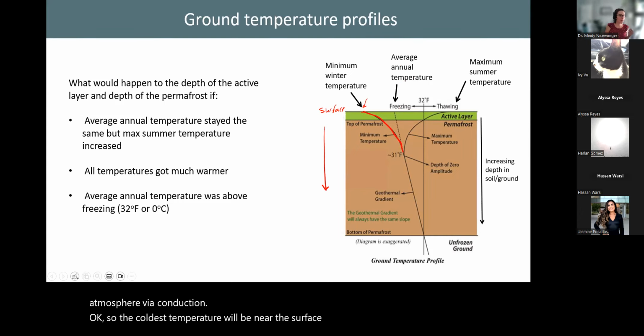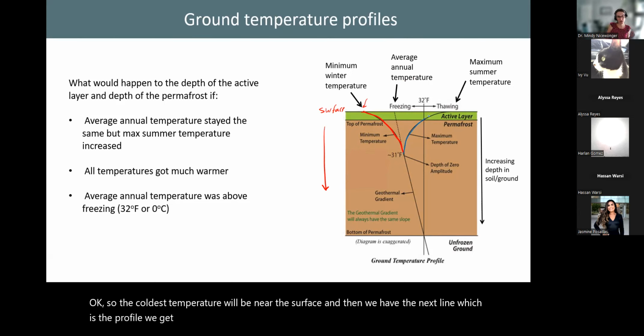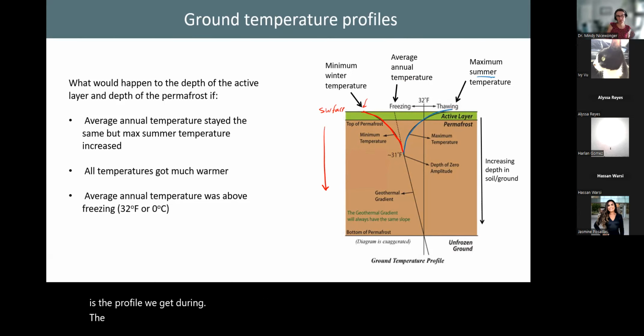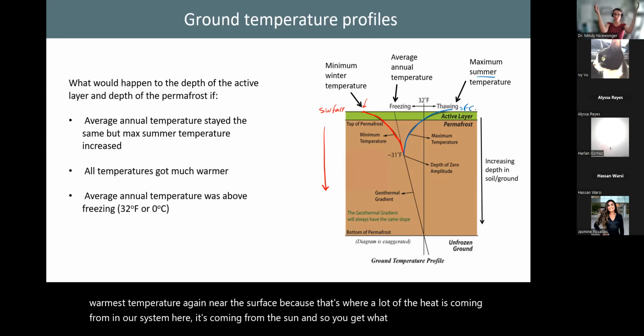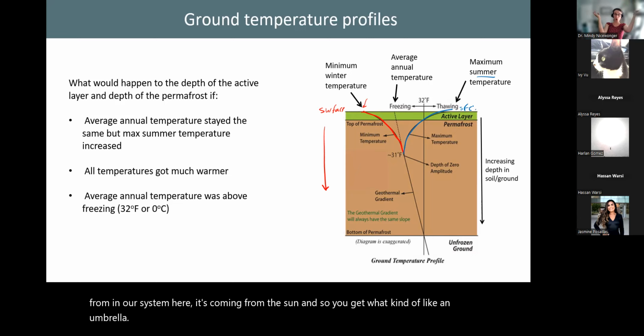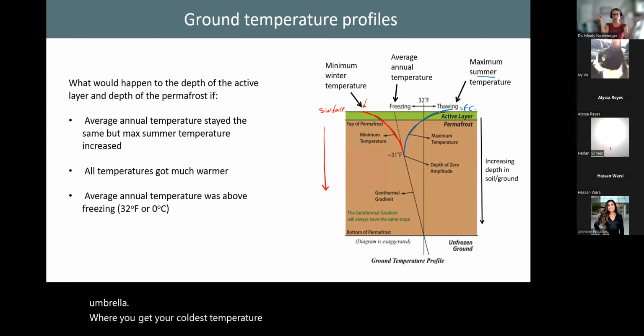And then we have the next line, which is the profile we get during the summer. So in the summer, the upper portion thaws, okay? And you're gonna see the warmest temperature again near the surface, because that's where a lot of the heat is coming from in our system here. It's coming from the sun. And so you get what's kind of like an umbrella, where you get your coldest temperature in the winter and your warmest temperature in the summer.